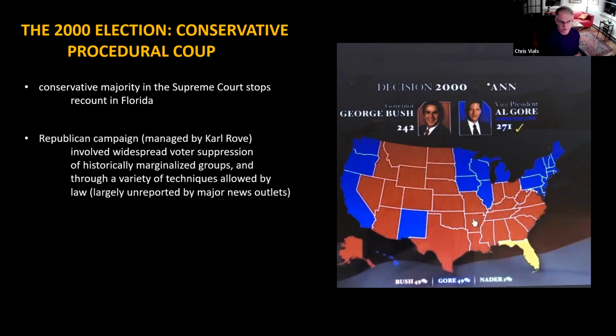You have a Republican campaign managed by Karl Rove that involves widespread voter suppression of historically marginalized groups, through a variety of techniques allowed by law that were largely unreported by major news outlets at the time. I'm not going to go through all of those mechanisms; we might in the Q&A if we want to. But suffice to say that 2000 in certain ways was far more than what Trump was able to do more recently. That really was taking an election, right? And the Democratic Party was not at that time paying attention to process details and voting irregularities in the way that they are now, in the way that they started to with Eric Holder under Obama.